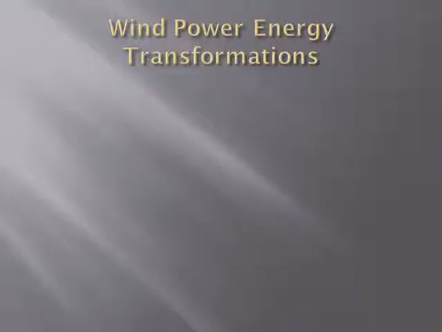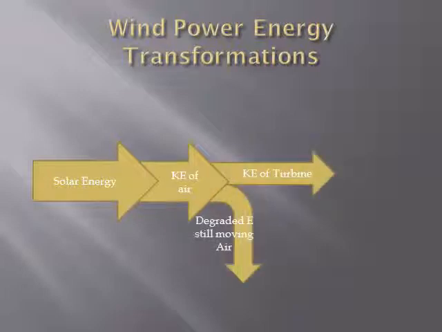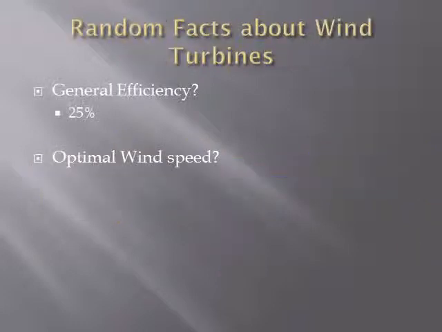Okay, so if we make a Sankey diagram of this, solar energy turns into kinetic energy of the air, which spins the turbine. But again, not all of the energy goes into spinning the turbine, because the air is most likely still moving, so that's our degraded energy. Then the spinning turbine energy turns into electrical energy, and you could lose energy in this process as well, because the generators, of course, are also not 100% efficient, so we should probably have some lost energy there as well.